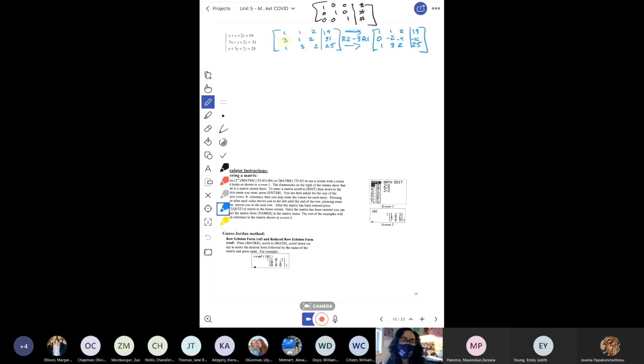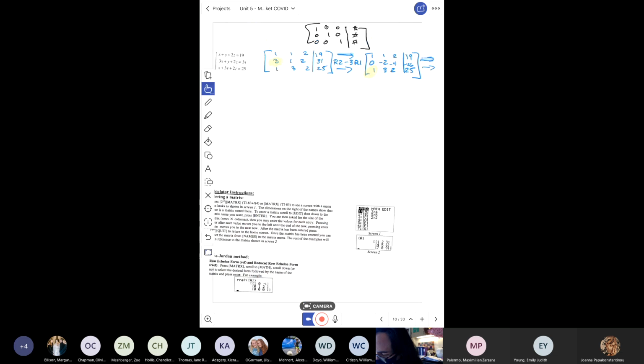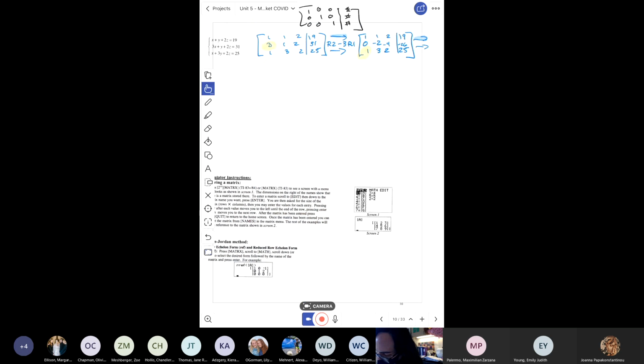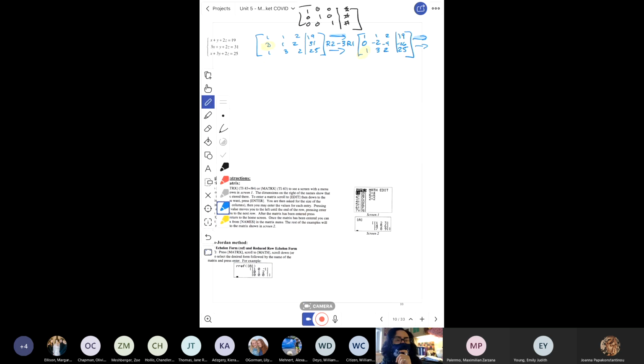Now there's a couple of things I could do. Or I could just try to get a 0 here. So if I want to get a 0 there, I'm not going to change row 1. Not going to change row 2, but what is my row operation that is going to allow me to get a 0 where that 1 is? Maybe using row 1. Row 3 minus row 1.